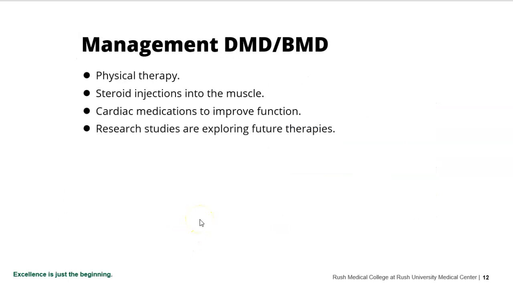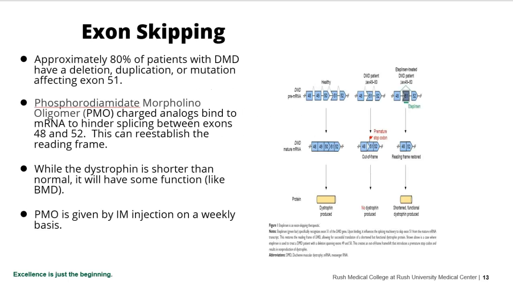So management of Duchenne's or Becker's muscular dystrophy, DMD versus BMD, is physical therapy. They have been doing steroid injections into the muscle, cardiac medications to improve function, and research studies have been exploring future therapy. And these future therapies are going to be the therapy of choice as you move forward into medicine.